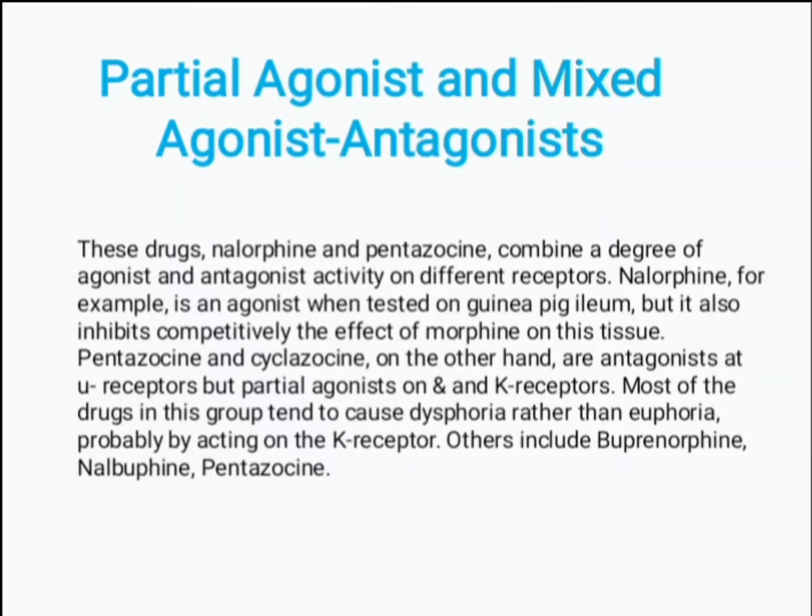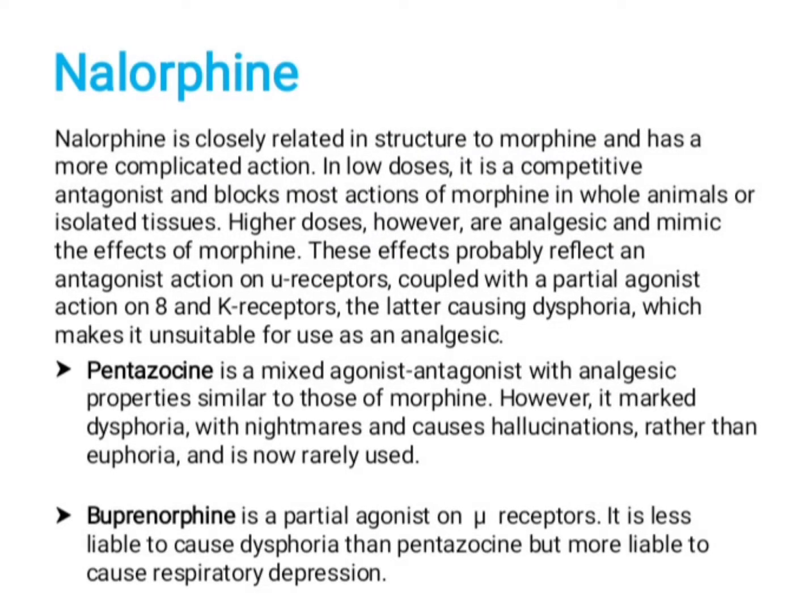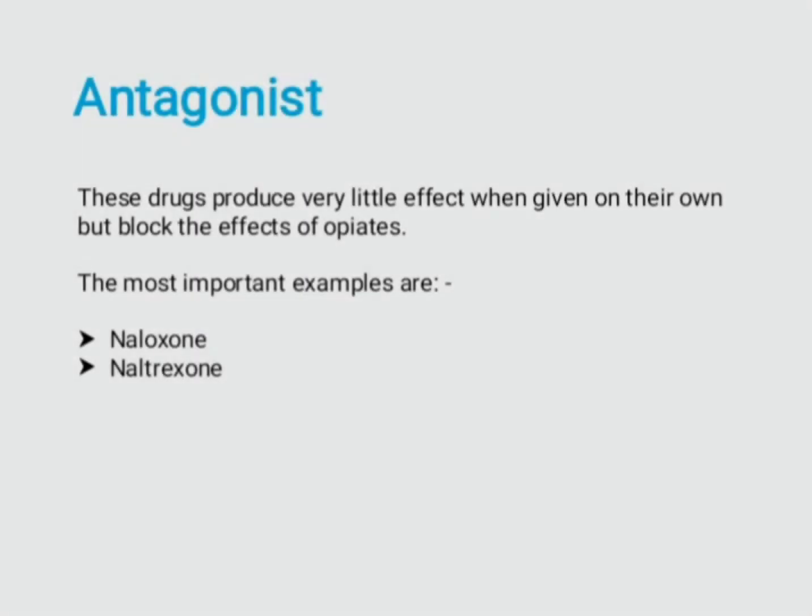Partial agonists and mixed agonist-antagonists. These drugs, such as nalorphine and pentazocine, combine a degree of agonist and antagonist activity on different receptors. Examples are nalorphine, which is closely related in structure to morphine and has a more complicated action. Then pentazocine is a mixed agonist-antagonist with analgesic properties similar to those of morphine. Buprenorphine is a partial agonist on the mu receptor. It is less liable to cause dysphoria than pentazocine but more liable to cause respiratory depression.